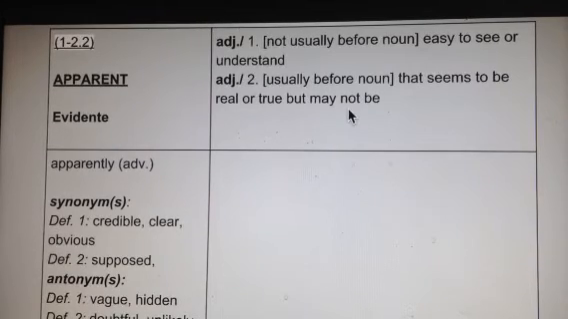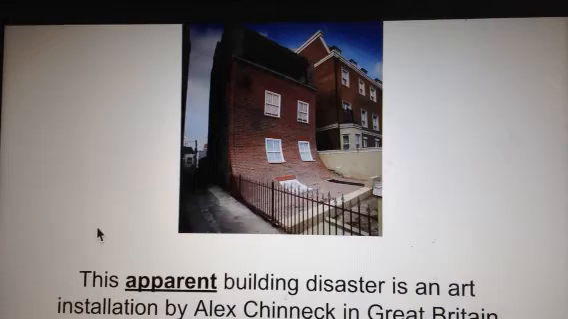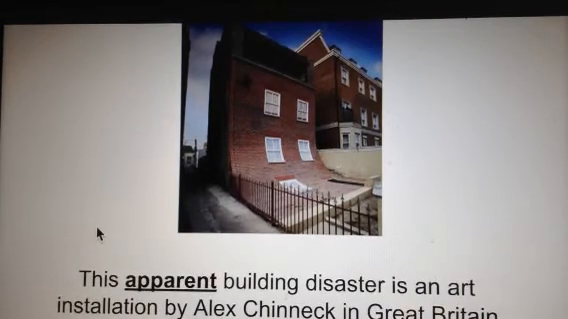We talked about so-called friends. You can call them the apparent friends as well. And again, here the construction of the sentence has apparent being used before the noun that it is describing. For example, this apparent building disaster is an art installation by Alex Chinnick in Great Britain.